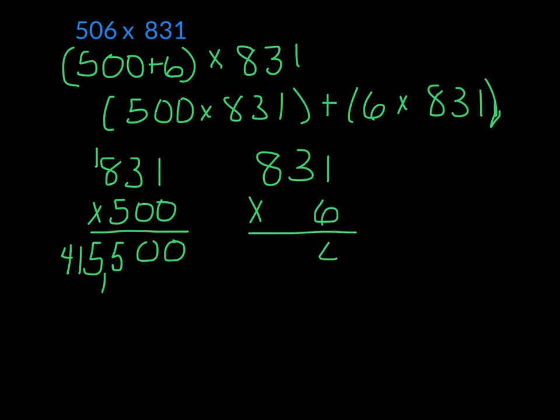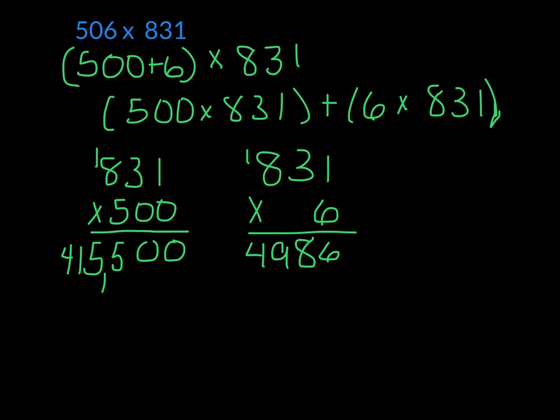So 6 times 1 is 6. 6 times 3 is 18. Carry the 1. 6 times 8 is 48, plus 1 is 49. So I have 4,986. Now I need to add these two products together in order to get the answer to this original multiplication problem of 506 times 831.